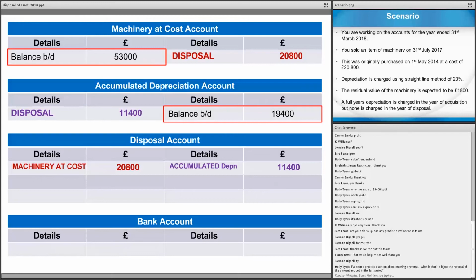I've seen a practice way about entering a reversal. What is that? Okay, all right then, Ollie. Yeah, I'm going to try and explain it in plain English for you.